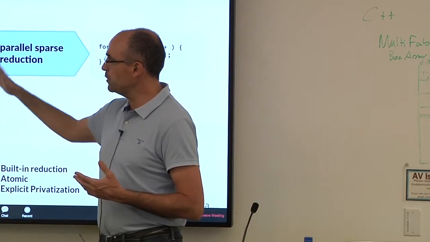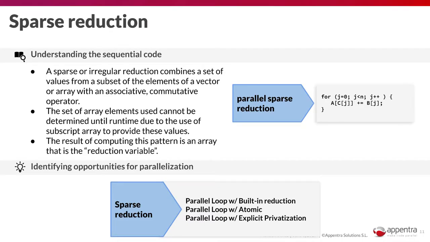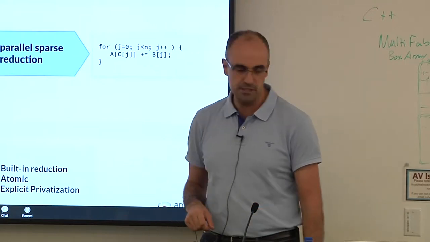And finally, all the code patterns have an output. In this case, the output is again a reduction variable. But in this case, not a scalar, an array. Okay? And as it is a reduction, we have the three parallel strategies that we have for the scalar reductions. The parallel loop plus additional synchronization. Okay? If possible, with built-in support from the standards, with atomic and with explicit privatization.